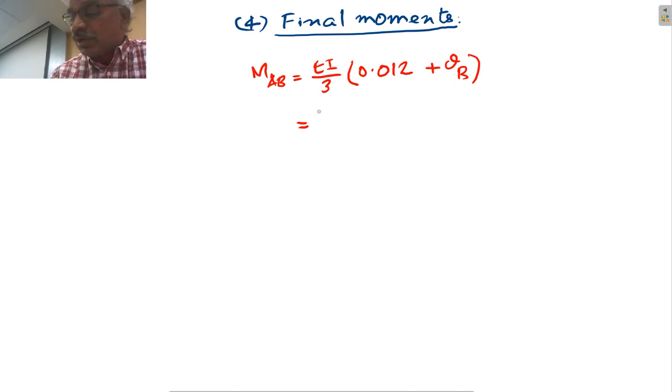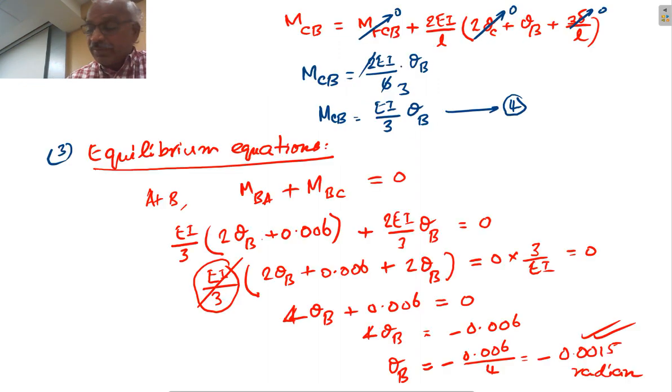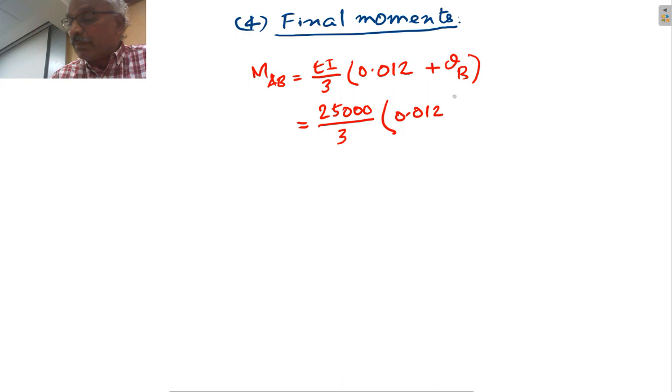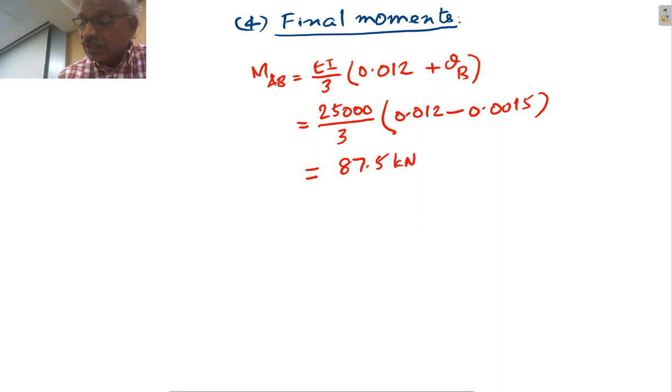So EI is 25,000 kilonewton square meter by 3 into 0.012. Then coming to theta B equal to minus 0.0015. So this on simplification will give you 87.5 kilonewton meter. Then this is one value.